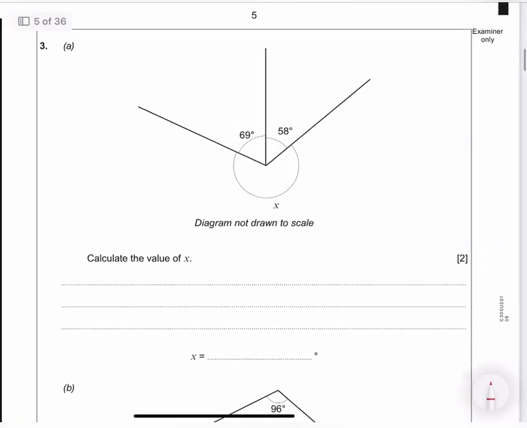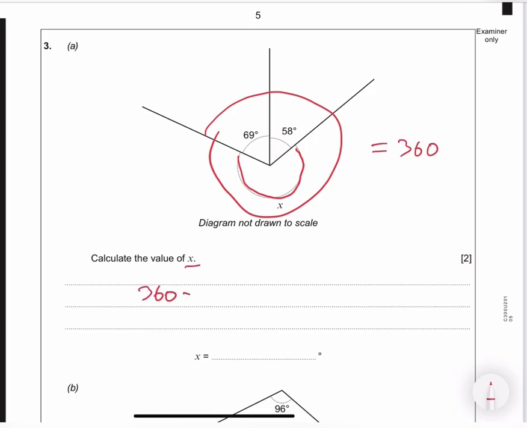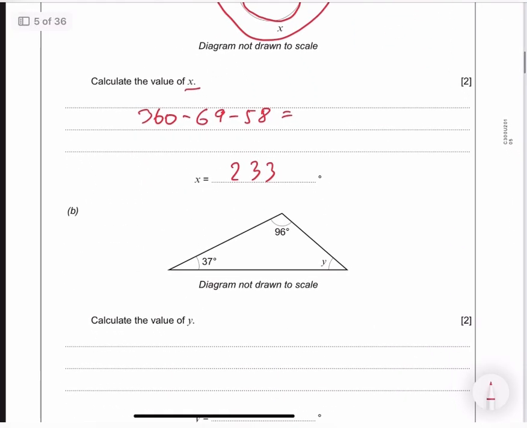Okay, question 3. We need to work out that big reflex angle x. So we know that all angles around a point add up to 360 degrees. Let's create a circle. To find angle x, we're going to subtract these two angles we see in the picture from 360 degrees. And the answer is 233 degrees.